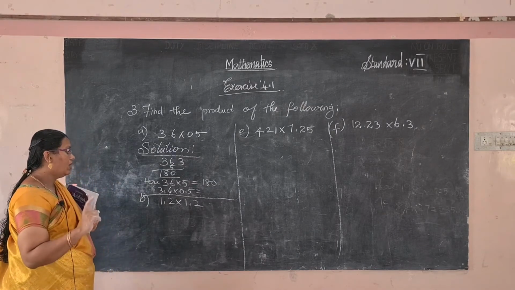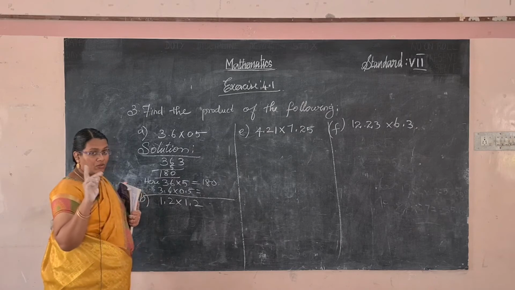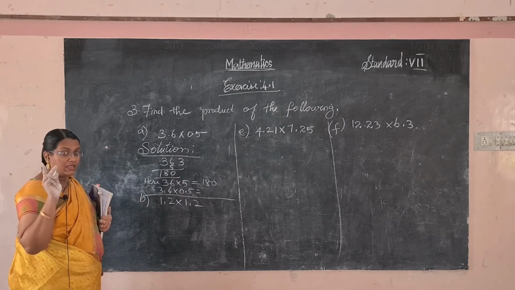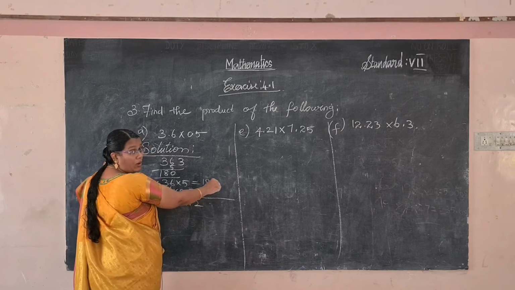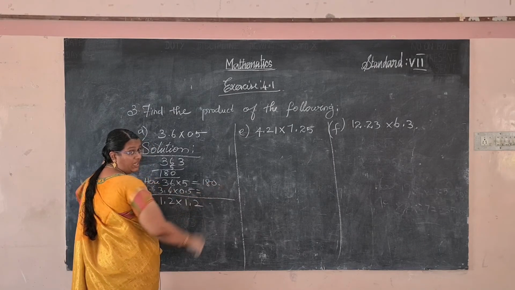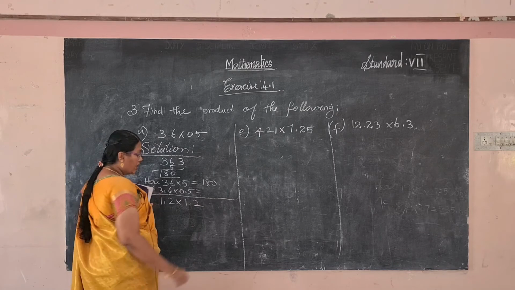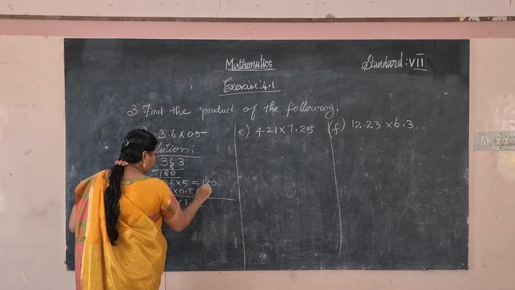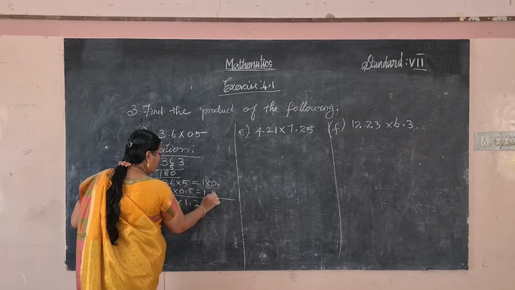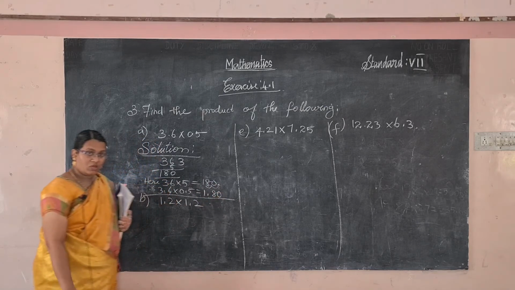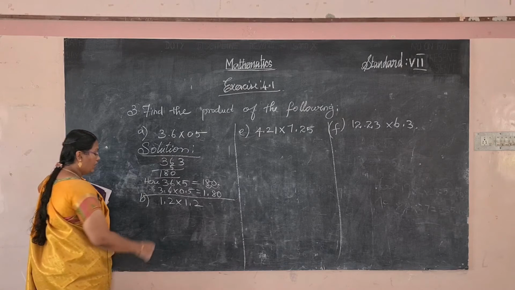After the decimal point, how many decimals are there? The first one has 1 and the second one also has 1. So the total number of decimal places is 2. So the decimal point is shifted from the right side, 1, 2. Okay. So the answer is 1.80. And next one.